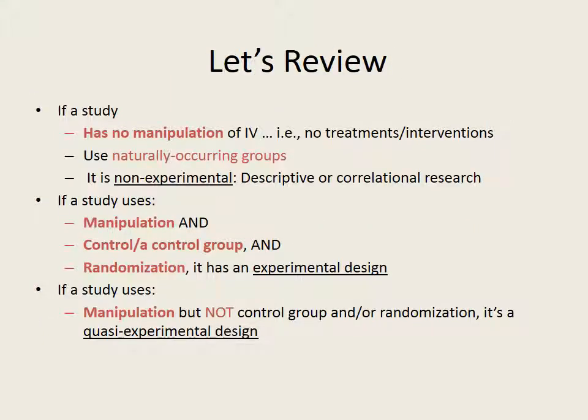So if a study has no manipulation, it's using naturally occurring groups, it's non-experimental, then you have to determine if it's descriptive or correlational. And if it's retrospective and you're looking at data comparing two groups, it's pretty easy to figure out that it's correlational. If you could plot it out and determine if we're looking at the relationship between those two groups, that's pretty easy to determine. If a study uses manipulation, has control, and randomization, it's experimental. If it's missing one of those things, it just becomes quasi.